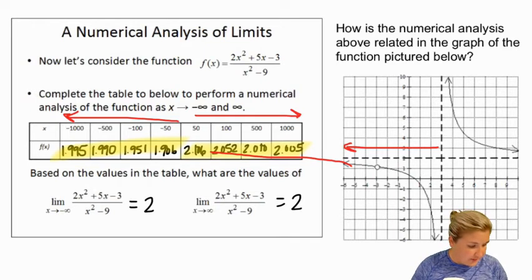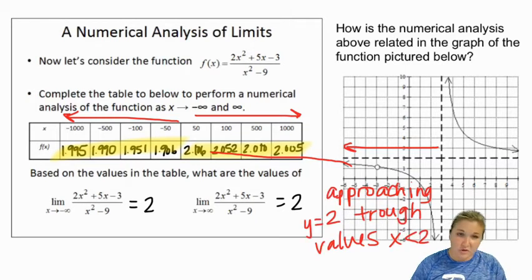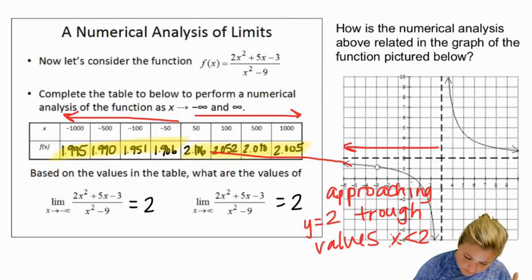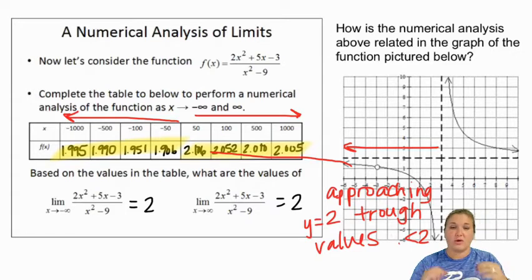Another thing to note is that these values are approaching 2 from the bottom. So those are values that are less than 2. So it's approaching y equals 2 through values that are just less than 2. I don't know why I wrote x, sorry. It's like 1.999999999. Those numbers, so below 2.